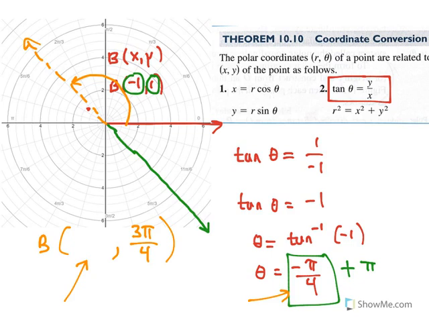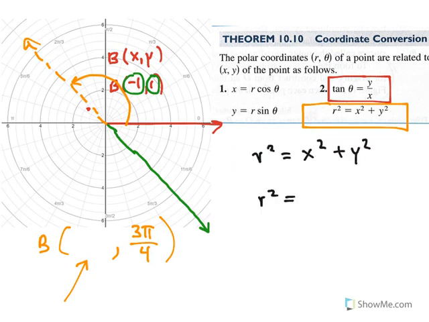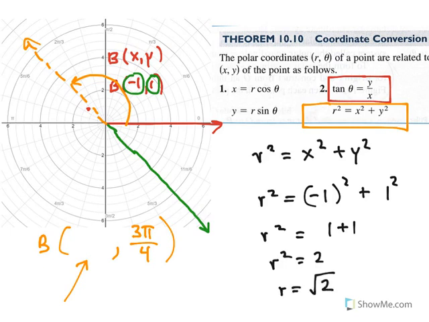So now I'm going to find out what r should be. To figure out what r should be, I will use the second equation under number 2. So I have r squared is equal to x squared plus y squared. So I have negative 1 squared plus 1 squared. So r squared is equal to 1 plus 1, r squared is equal to 2. So r is equal to the square root of 2. And again, because I'm using the angle of rotation 3 pi over 4 radians, and point B is on the terminal side of the angle, the directed distance from the pole will be positive square root of 2.